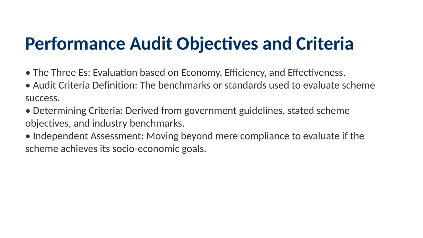Essentially, the audit would focus on the 3 E's: economy, efficiency, and effectiveness. You also need to explain audit criteria, which are the benchmarks or standards used to evaluate whether the scheme is achieving its goals. In the case of DBT, these criteria would be determined by looking at the government's own guidelines, the stated objectives of the scheme, and perhaps benchmarks from similar successful programs.